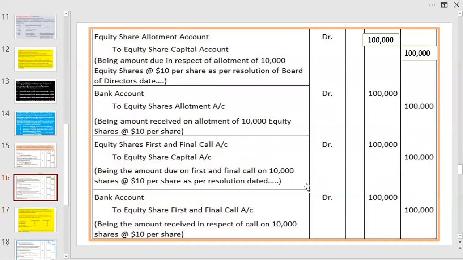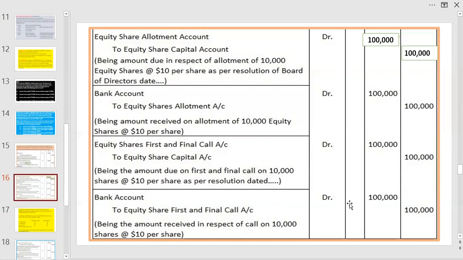Allotment per share is 10, therefore the amount is 100. Allotment account debit, share capital account credit. When allotment monies are received, bank account debit, allotment account credit, clearing the account. Next, when the first and final call is made, again 10 per share, therefore 100 debit to first and final call account, credit to share capital account. When it is paid, debit bank account, credit first and final call account.